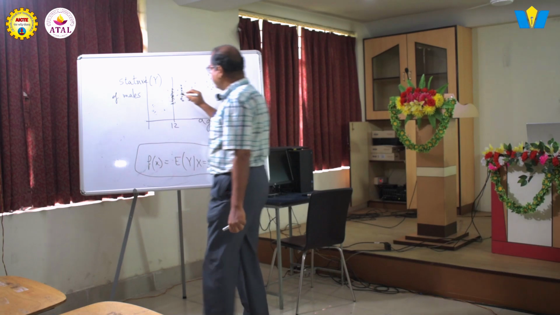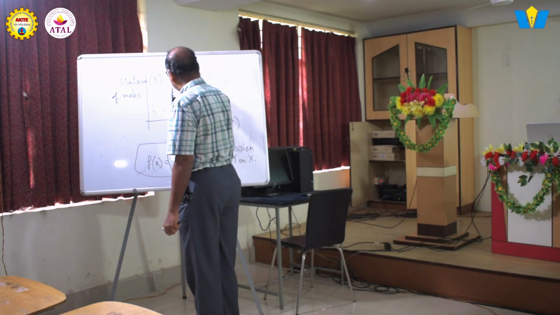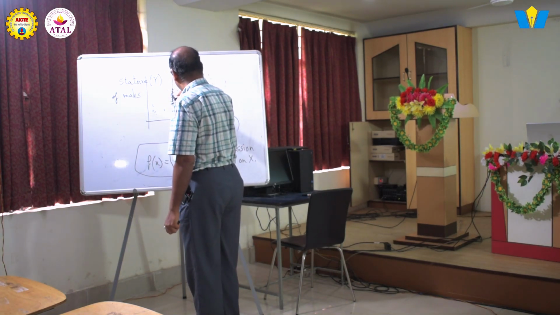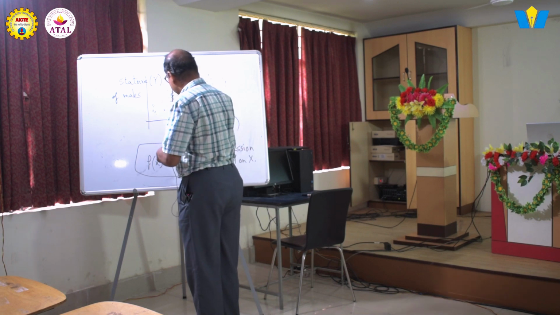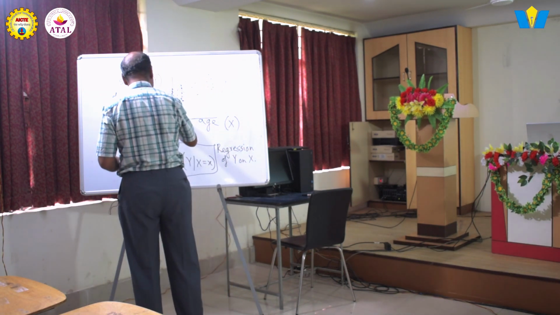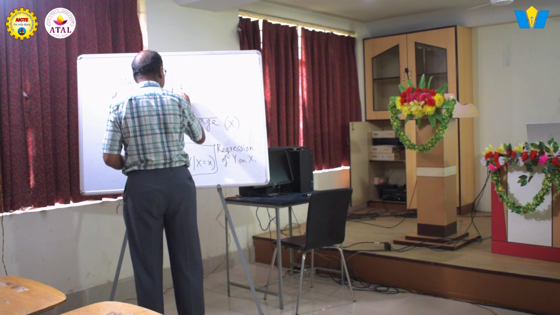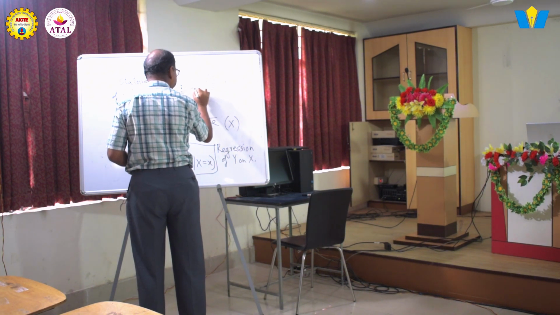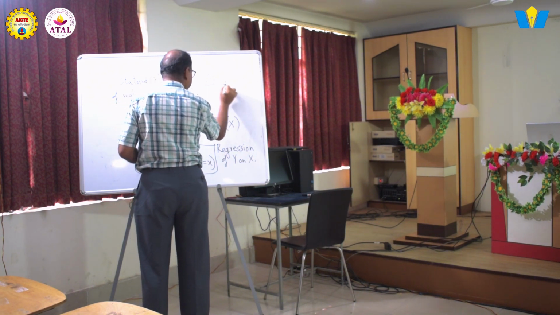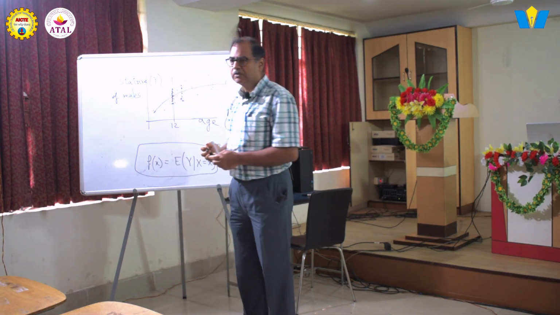So there will be a mean of 12-year-olds, there will be a mean of 13-year-olds. So we'll connect them, and by connecting several such things, you will get a graph like that. Correct?